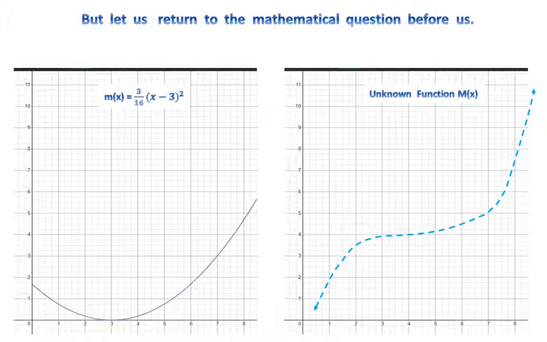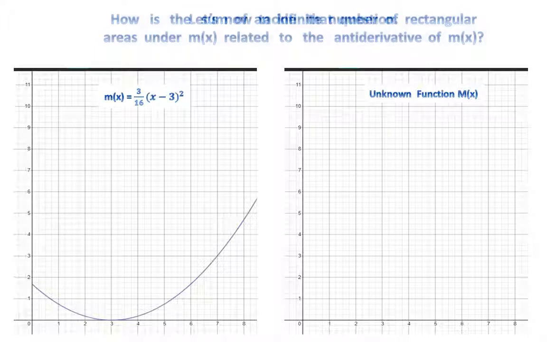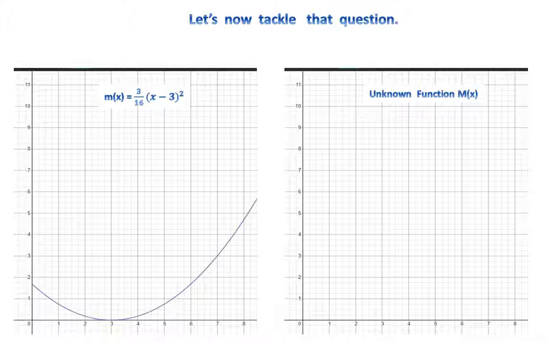But let us return to the mathematical question before us. How is the sum of an infinite number of rectangular areas under little m of x related to the antiderivative of little m of x? Let's now tackle that question.